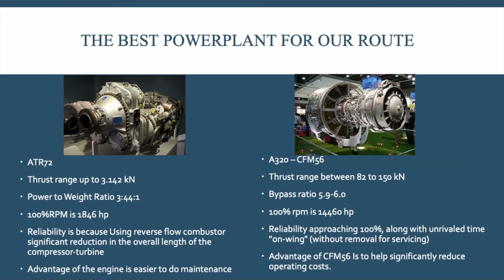Alright, so we have both two types of engine. We have the engine coming from the ATR-72. As we can see, the thrust produced is 3,142 kilonewtons of power. Power to weight ratio is 3.44 to 1. 100% RPM is 1846 horsepower. The advantage of the engine is that it is easier to do maintenance.